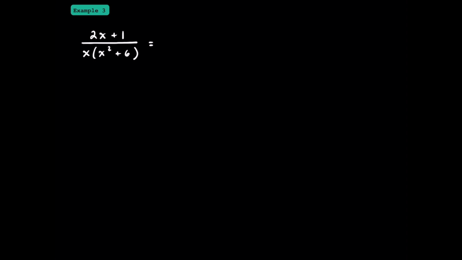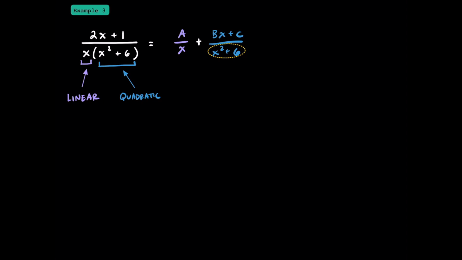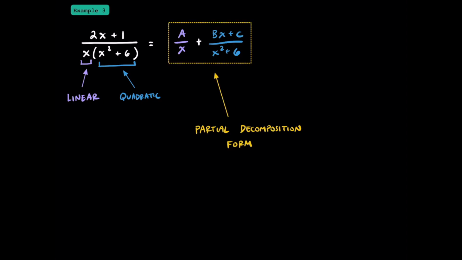Let's try example 3 here. Here's a linear factor, and here's a quadratic factor. For a linear factor, we're going to have a over x, and for a quadratic factor, we're going to have bx plus c over x squared plus 6. Since we have a quadratic denominator, we need to have a linear numerator. This is our partial decomposition form.